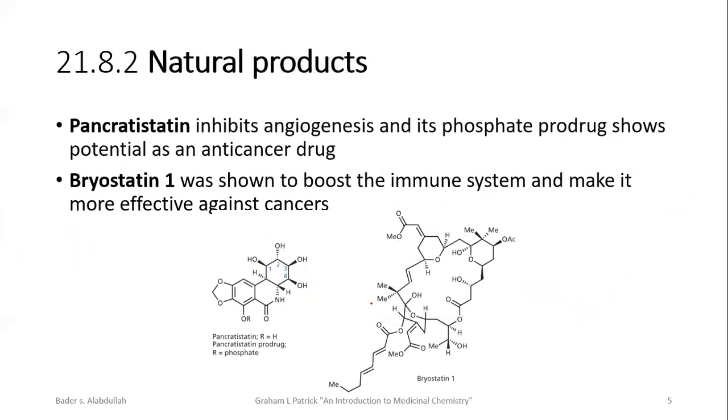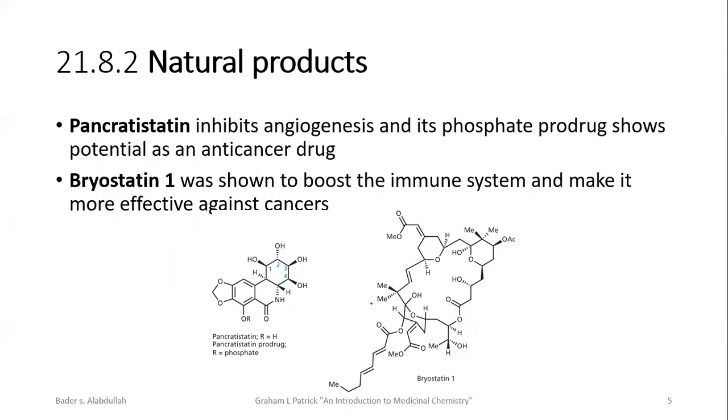All right, we talked about some miscellaneous synthetic agents. Now let's talk about the miscellaneous natural products. Examples of those are the pancreatistatins, which inhibit angiogenesis, and its phosphate prodrug shows potential as an anti-cancer drug. As I said, all of these are natural products.